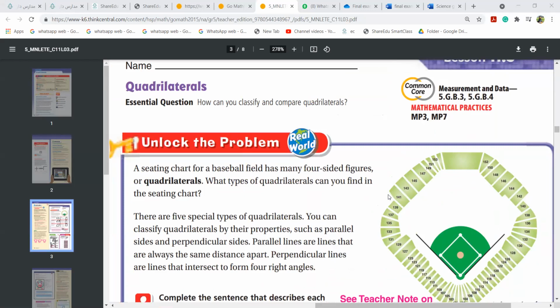Okay, let us start with the quadrilaterals. Girls, how many sides do quadrilaterals have? It has four. Excellent. Four sides, four vertices, and four angles. This is the first thing that you have to know, everyone. Quadrilaterals means four.